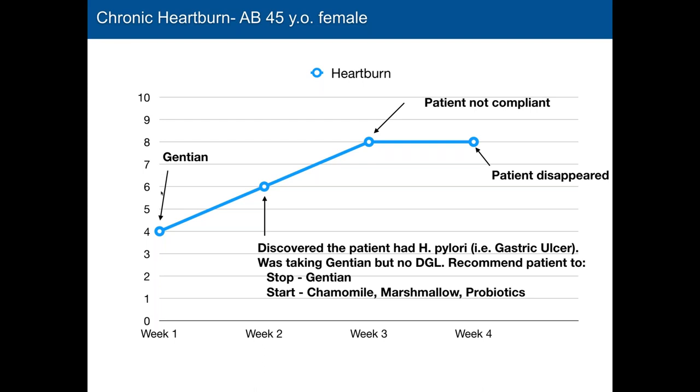Now, the problem was, we gave her gentian. The following week, we found out she was taking the gentian, and she took it repeatedly, but she didn't take any DGL because she couldn't find it. And so what ended up happening is we had aggravated things by giving the gentian, and she wasn't doing the DGL. We started trying to get her to do chamomile, marshmallow, and probiotics, but she didn't do anything we told her to do. So when she came in, she stopped the gentian, but we had gotten things flared up on her. She wasn't compliant. We tried to get her to do stuff, and then she stopped coming in to see us. So we were off to a bad start there. We made everything worse, and she never came back.